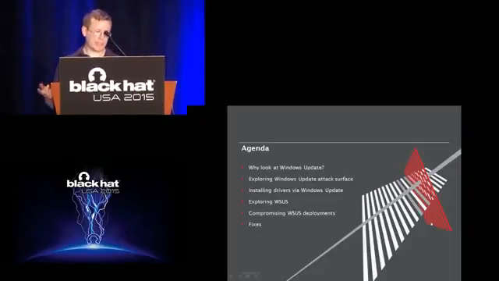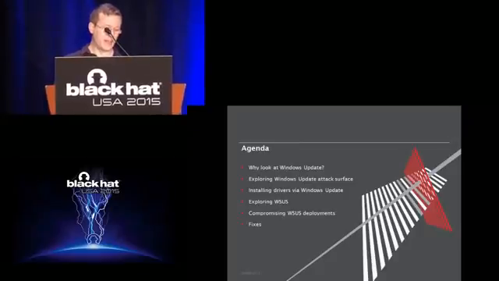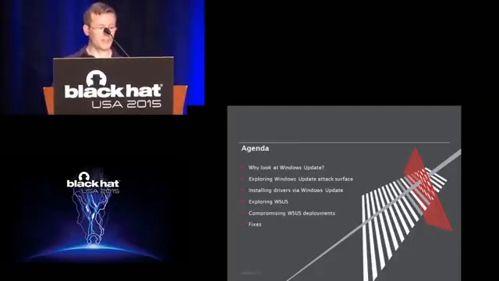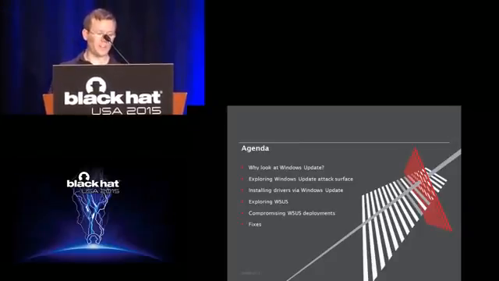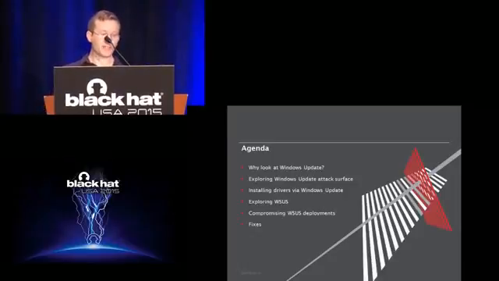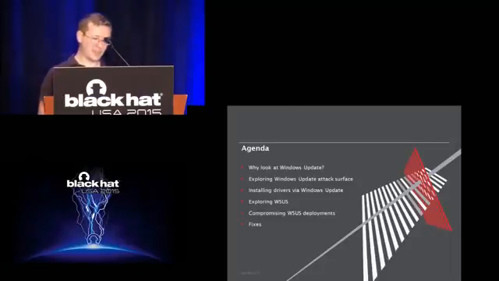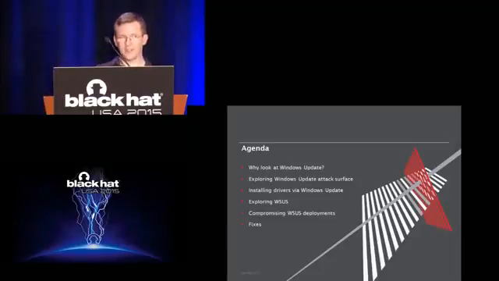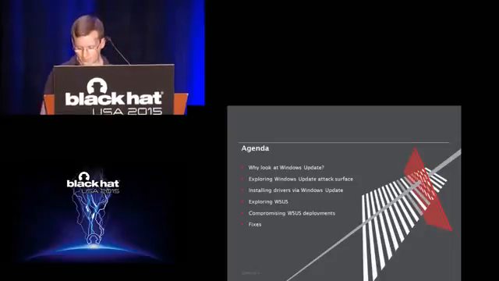First of all, we're going to talk a bit about why we decided to look at Windows Update. We're going to explore some of the attack surface of Windows Update, the things we might be able to do with it. Then we're going to talk about drivers, look at what drivers are available via Windows Update, and then move on to WSUS, which is the enterprise variant of Windows Update. We're going to delve into WSUS, and I'm going to talk a bit about how to compromise it in certain situations, and because we like to be responsible, we're going to tell you how to fix those problems as well.